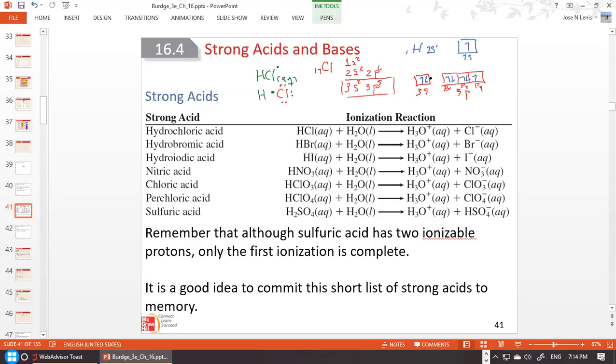So you see that chlorine needs only 1 electron to fulfill the octet rule, to look like the nearest noble gas, which is neon. Whereas hydrogen wants to look like the nearest noble gas, and this is the exception for the octet rule, helium, right?